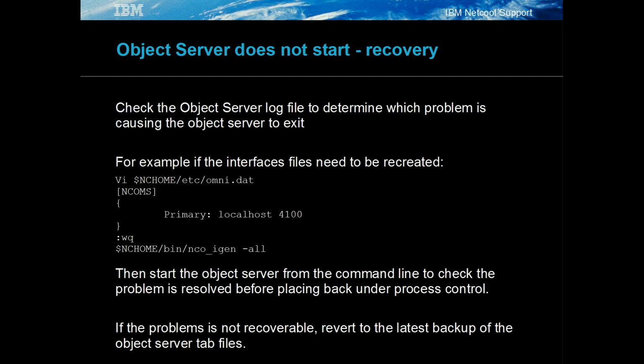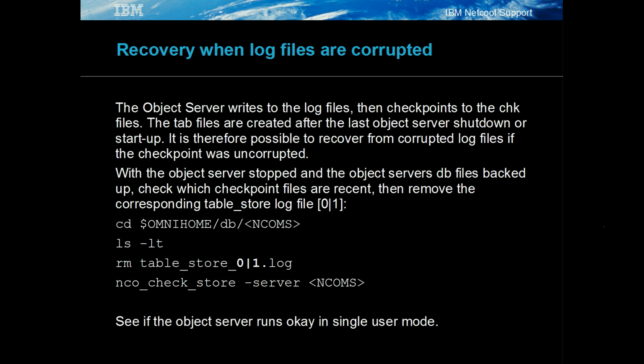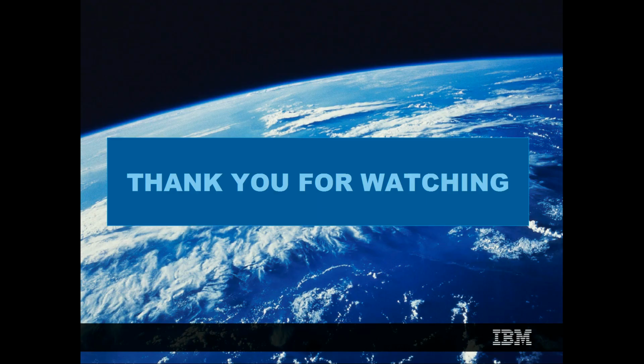Make sure the user's environment is configured correctly. If the system is not recoverable, revert to the latest object server tab files. It is possible to remove corrupted log and checkpoint files to recover a corrupted object server DB directory. Revert the DB directory from the backup made earlier. Check to see which log and check files are most recent and remove these before running the nco_check_store command. Then check the object server runs from the command line in single user mode.